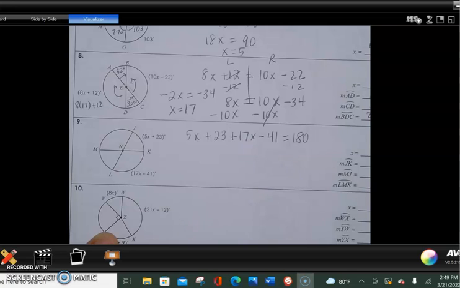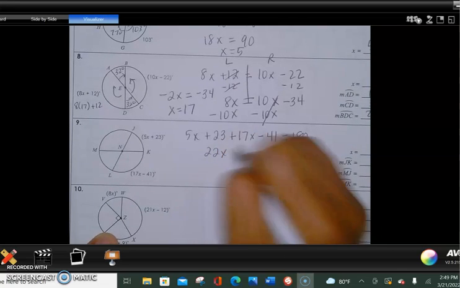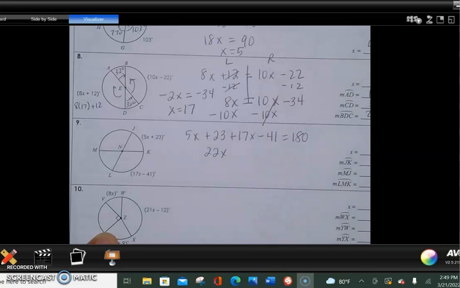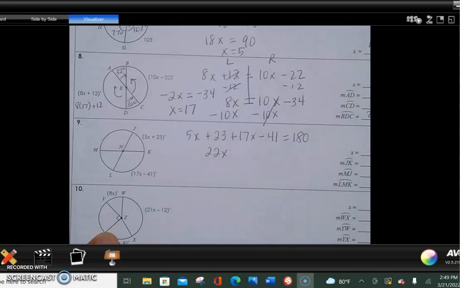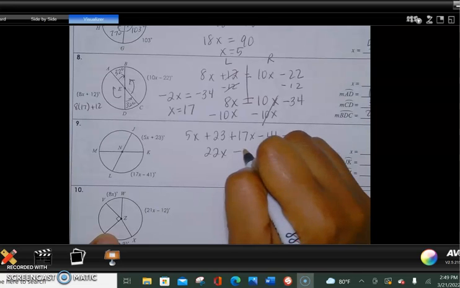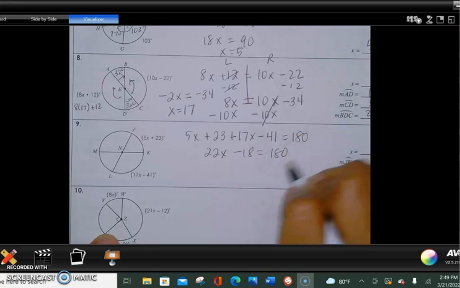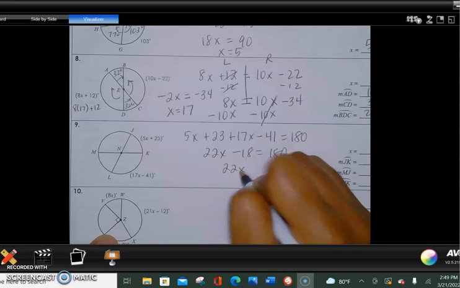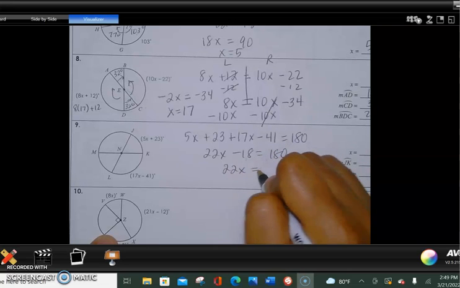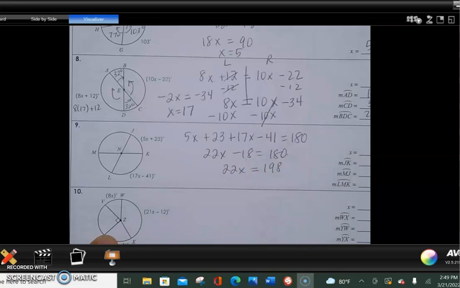So 17x plus 5x is 22x. Combine like terms. 23 minus the 41, negative 18 equals 180. And then I'm going to add 18 to the other side and get 198. And then 198 divided by 22, x is 9.